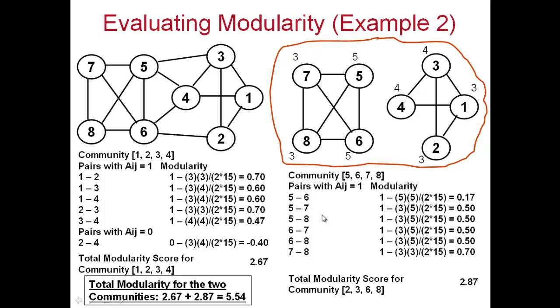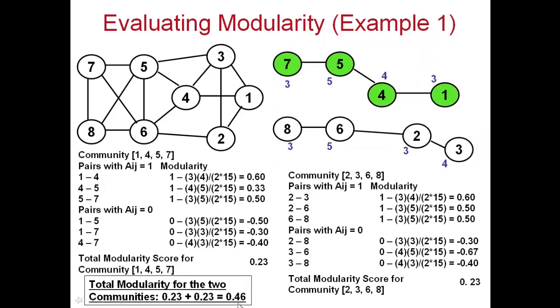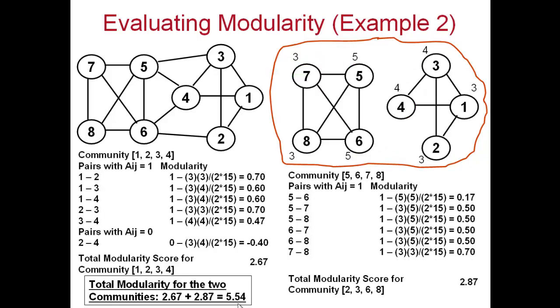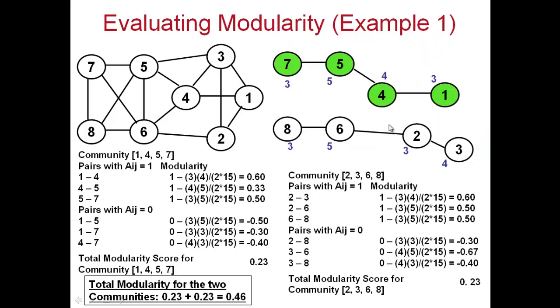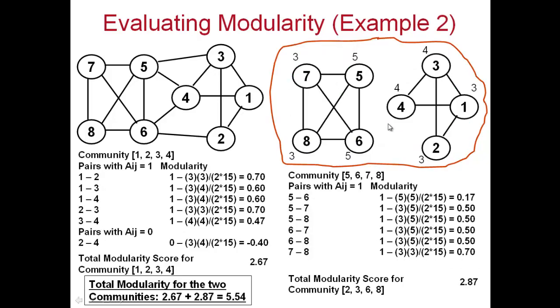That gives what is called the modularity score for that community. Then add all the modularity scores for the different communities, and you'll get the total modularity score for all the communities put together. Compare the two numbers and then decide. So it makes sense to pick this as a good partitioning of the graph into communities compared to this. So that's the way you will analyze how good a partitioning of the graph into communities is.